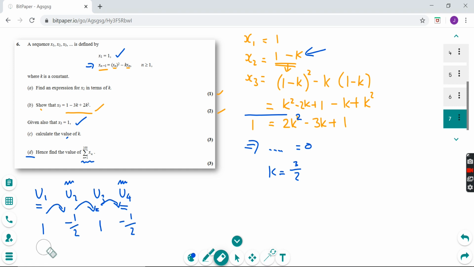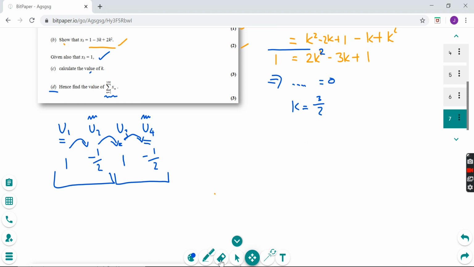And then we try and spot patterns. So these are the first 2 terms. These are the next 2 terms. The way I would do this is I would be thinking, well, that's 1/2, isn't it? This is also 1/2. So how many times is a pair going to fit into the first 100 numbers? Well, it's 50, isn't it? So 50 times 1/2, it's 25. And this is going to be my answer.